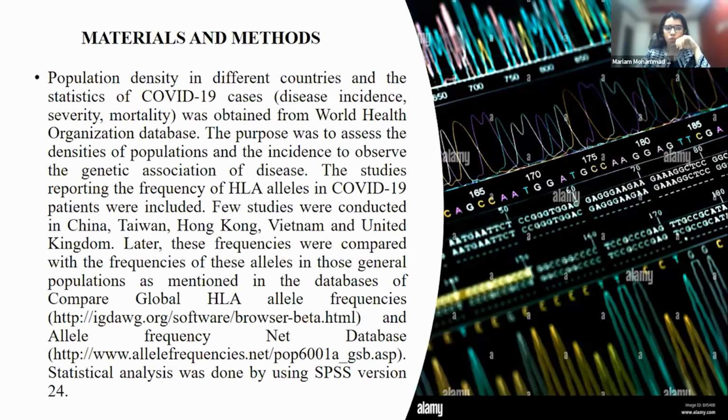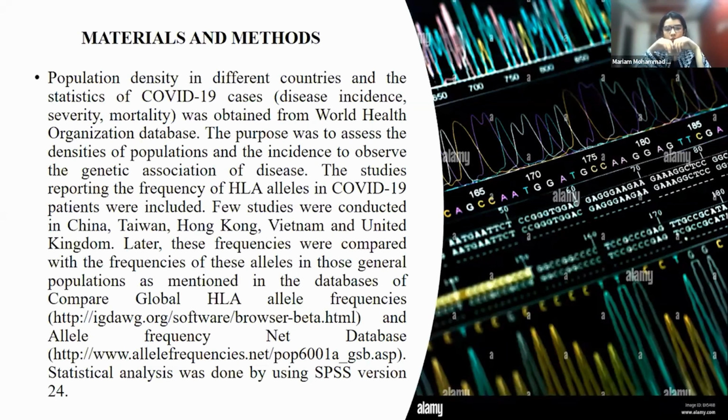The purpose was to assess the densities of population and the incidence to observe the genetic association of the disease. Meanwhile, the studies reporting the frequency of HLA alleles in COVID-19 patients were included and the rest were excluded. As I already mentioned at the start of my presentation, by that time very few studies were reported, so the only studies I could get were from China, Taiwan, Hong Kong, Vietnam, and the United Kingdom.